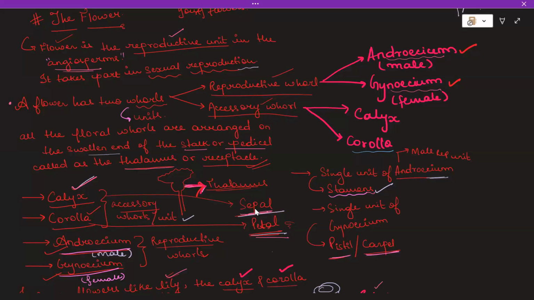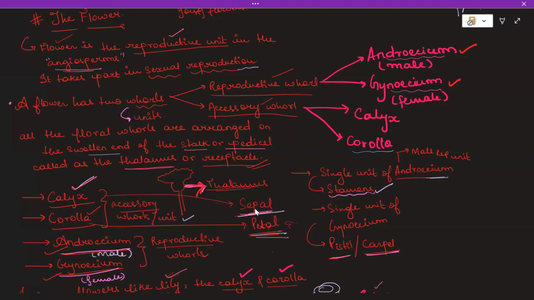See, the part of the flower that will be directly involved in the reproduction process, we will call it the reproductive unit. Whereas the part of the flower that is indirectly involved in the process of reproduction, not directly, rather indirectly involved, we call it the accessory whorls. So the two reproductive whorls found in the flower are androecium and gynoecium, whereas the two accessory whorls found in the flower are calyx and corolla.